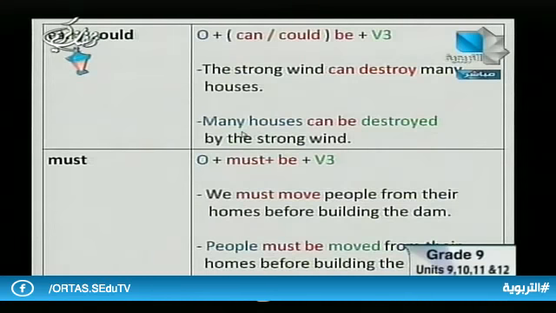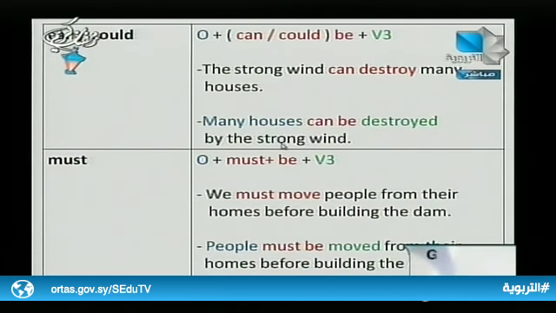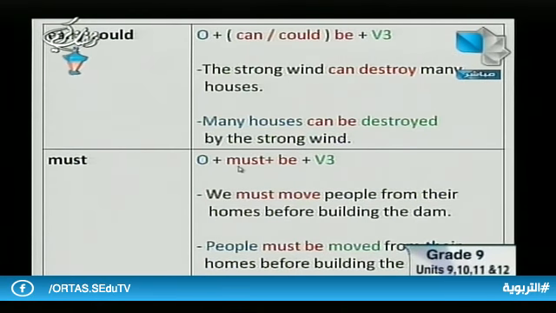We know that the modals we have are can, could, will, would, shall, should, may, might, must, had better. These are modals. So when we change the sentence into the passive, we have to start with the object and then the same modal, the same auxiliary verb, plus be plus verb 3. Example: the strong wind can destroy many houses. Many houses can be destroyed by the strong winds. So as we can see, we have the object, can, plus be, plus verb 3, and by and the subject.